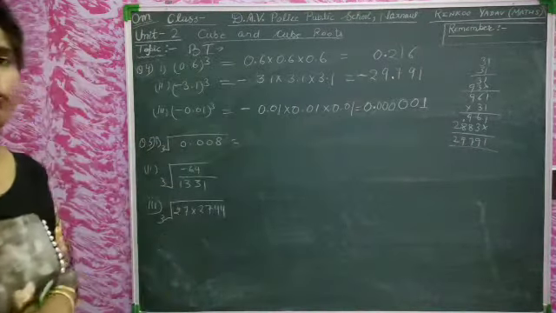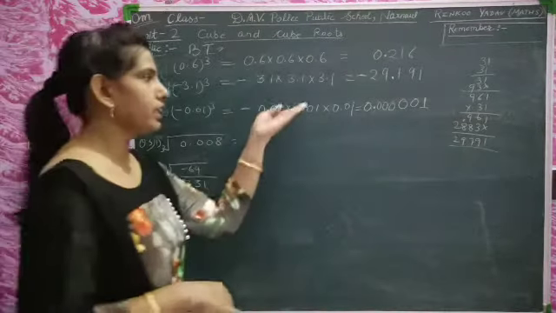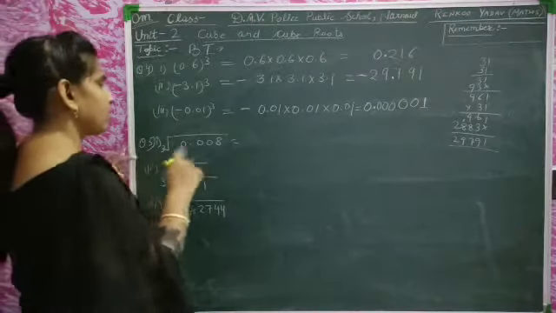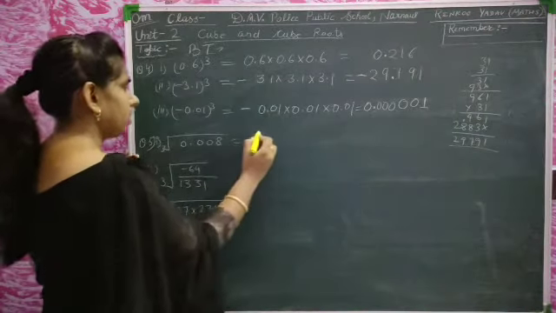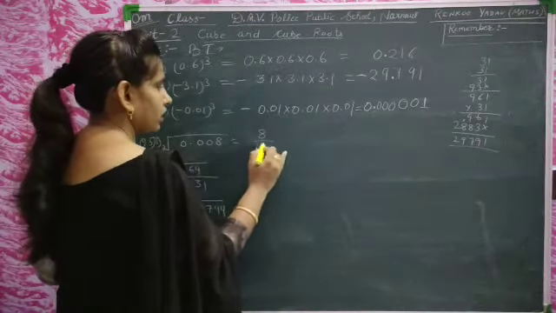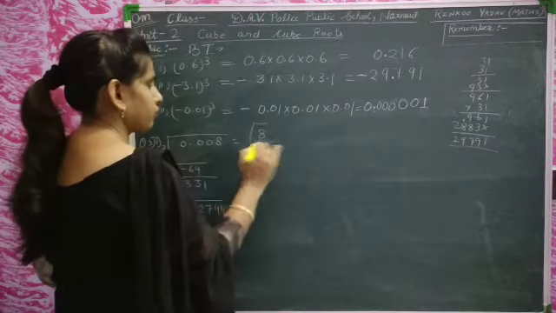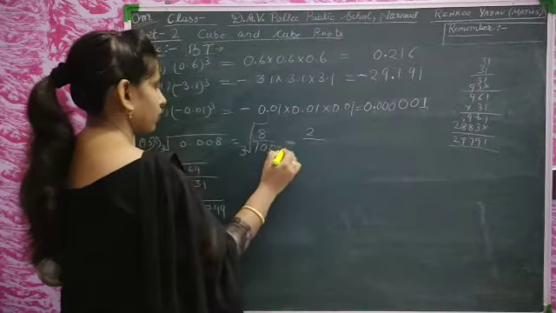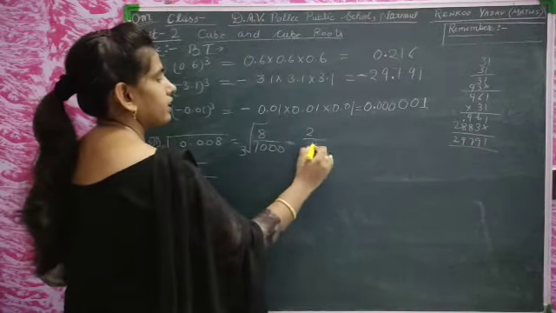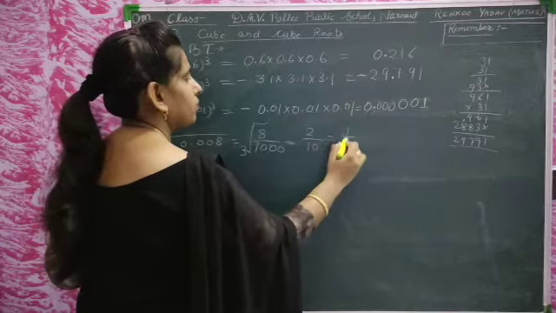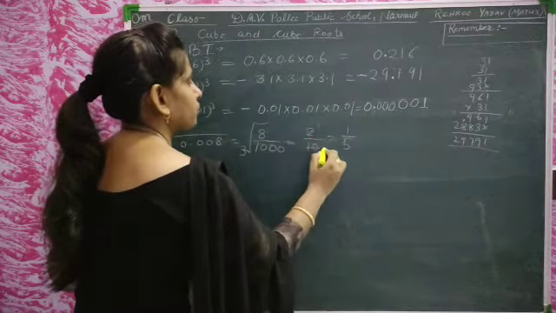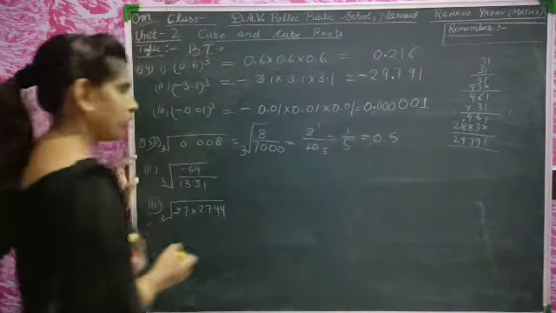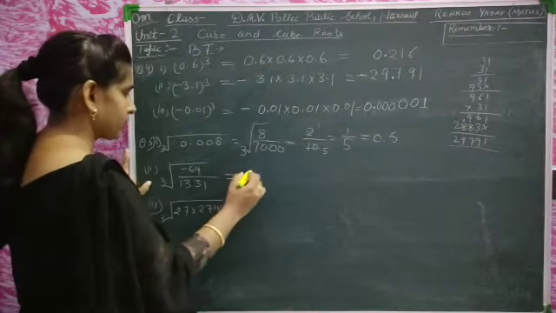In question 5 we will find here the cube root of a number. So see students, here that is 8 upon 1000, and we have to find the cube root of this. Cube root of 8 is 2 here, and cube root of 1000 is 10 here. So it will get here 1 by 5, and this is 0.5. Okay students, now we will go to the next question.